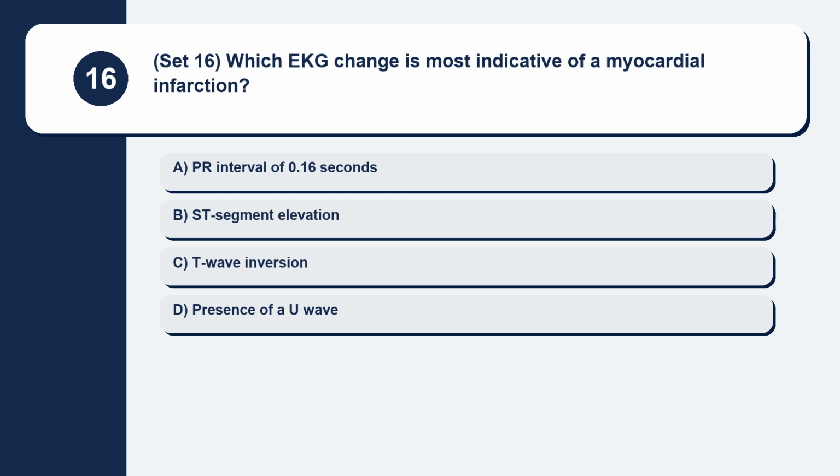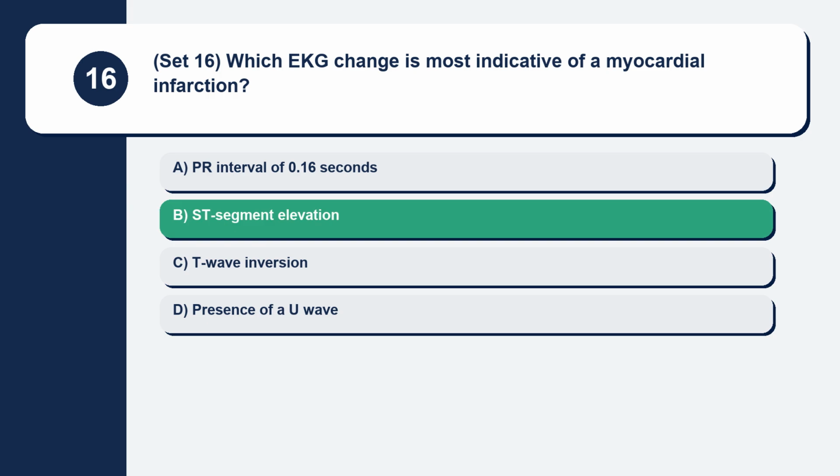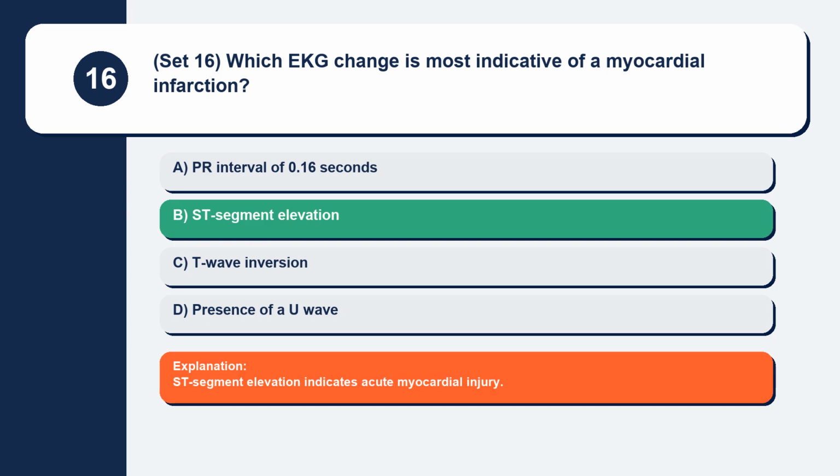Question 16. Set 16. Which EKG change is most indicative of a myocardial infarction? PR interval of 0.16 seconds, ST segment elevation, T wave inversion, presence of a U wave. ST segment elevation indicates acute myocardial injury.